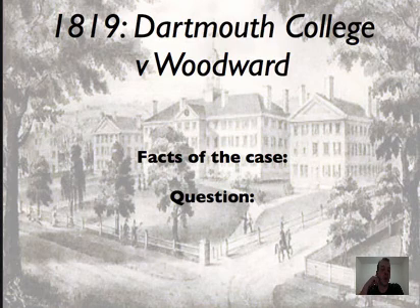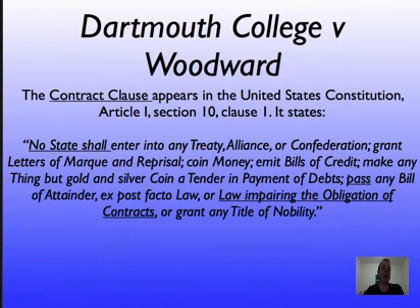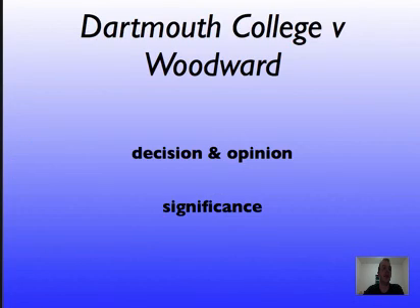So, the question before the court in this case is, did the New Hampshire legislature unconstitutionally interfere with Dartmouth College's rights under the contract clause? Here's that contract clause that we've been talking a little bit about. And here's what the court said. The court held that the college's corporate charter qualified as a contract between private parties, which means that you can't mess with it. The federal government can't mess with it. State governments can't mess with it. Any legislature cannot interfere with those contracts.